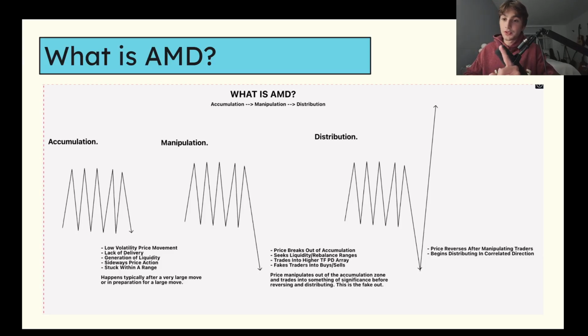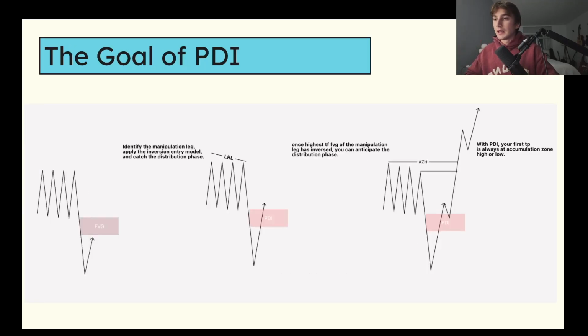Now, distribution. Price reverses after manipulating traders and it begins distributing in the correlated direction, right? So we have the accumulation, we manipulate lower, hit some sort of significant level, and then we distribute in the corresponding direction. So just really engrave this in your brain. Very simple what AMD is. You might have known what this is, you might have not. Anyways, I'm going to help you understand it even better, though. So the goal of PDI is to identify the manipulation leg, apply the inversion entry model, and catch the distribution phase.